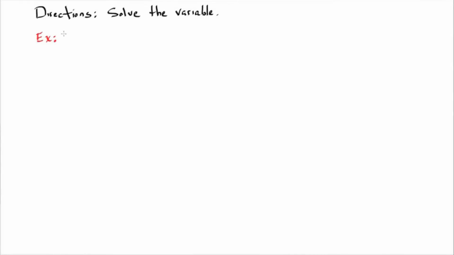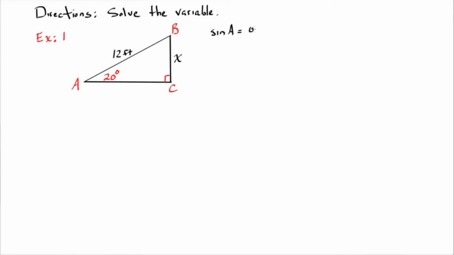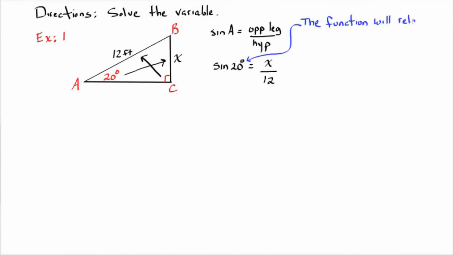So let's do some example problems. Solve for a variable. So we're given a right triangle with angle A being 20 degrees, the opposite side being x and the hypotenuse 12 feet. So we're going to use sine for this. Sine of the angle equals opposite leg over hypotenuse. We're going to substitute 20 in for angle A and 12 for the hypotenuse.